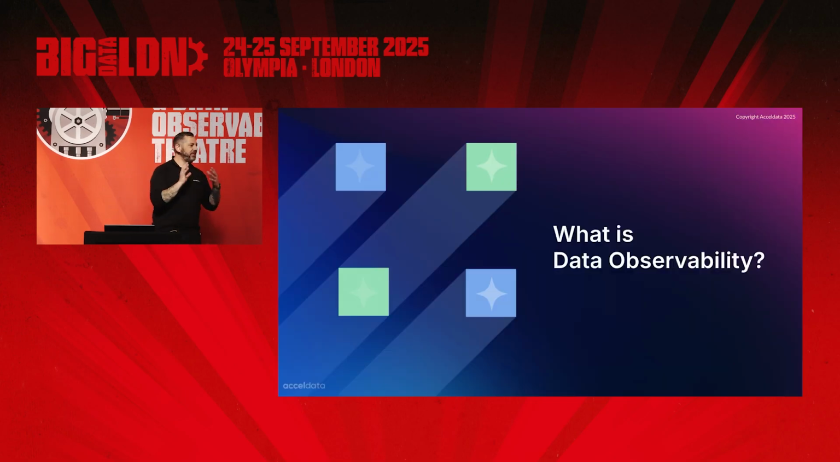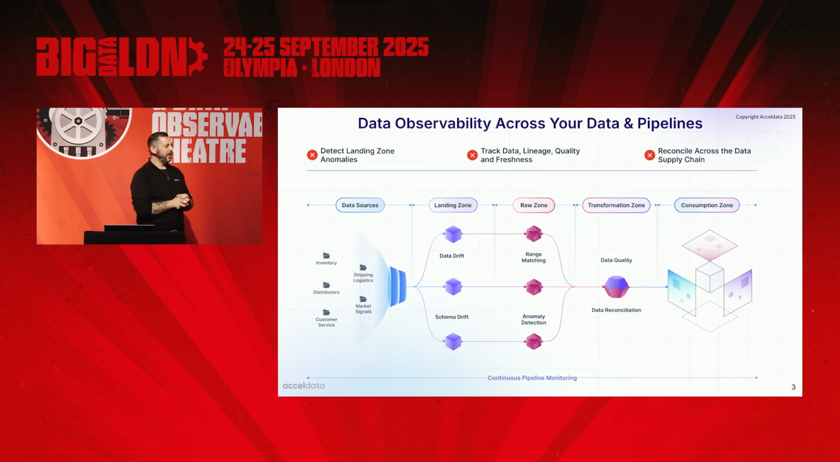So let's level set first before we get into AI and agentic-driven data management. What is data observability? Data observability is monitoring the reliability, the quality, the general trustworthiness of your data across your data landscape and the pipelines that are moving that data.